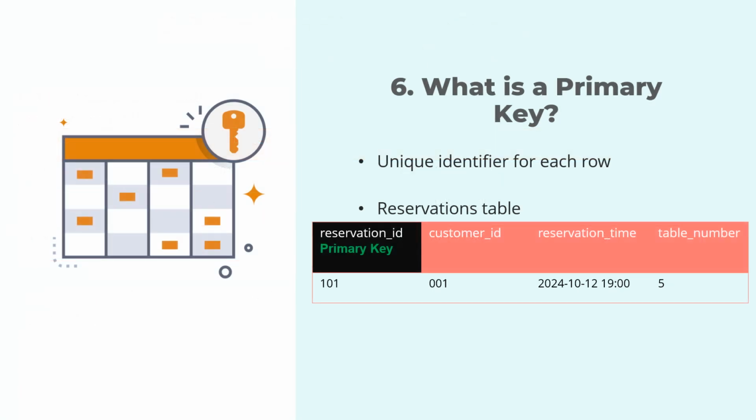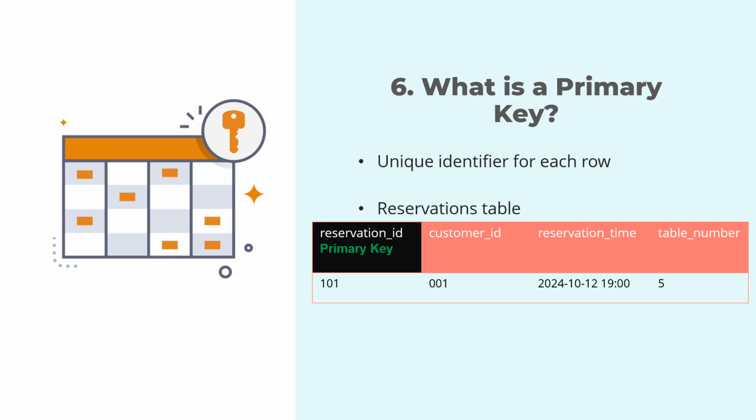Question number 6. What is a primary key? A primary key is a unique identifier for each record in a table. It ensures that no two rows have the same value for the primary key, making each record easy to identify and manage. In the reservation table at Vegan Gardens, the primary key is the reservation ID. This field is unique for each booking, as shown in the slide.